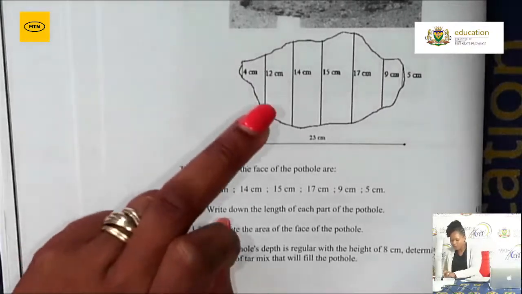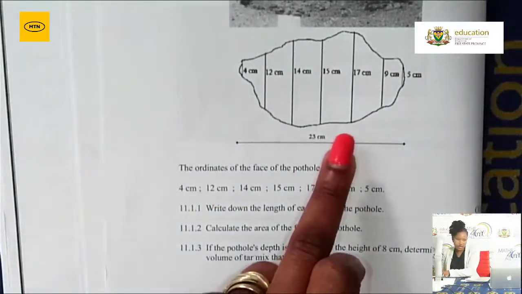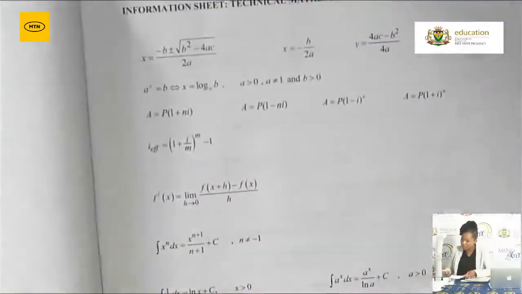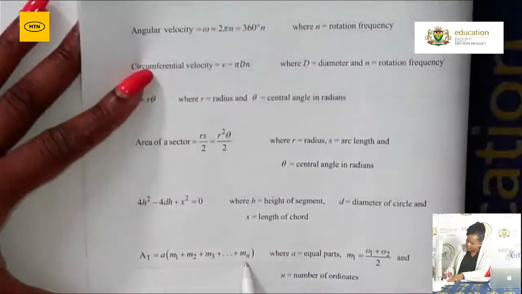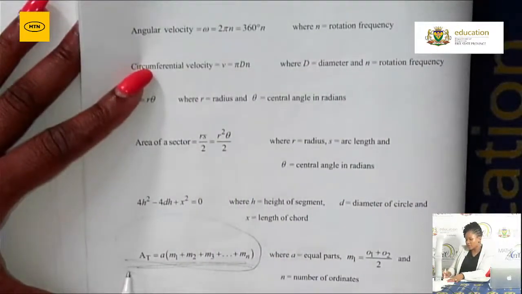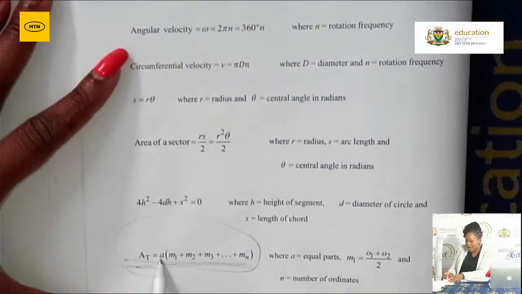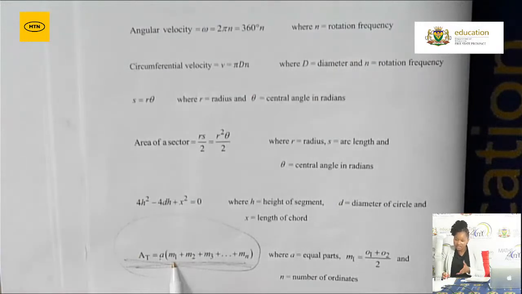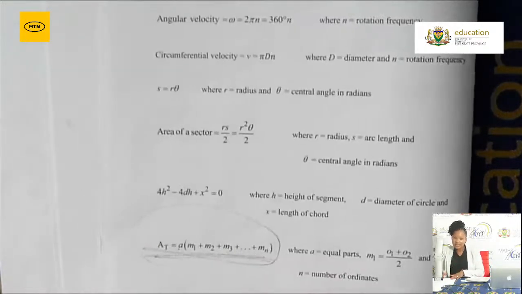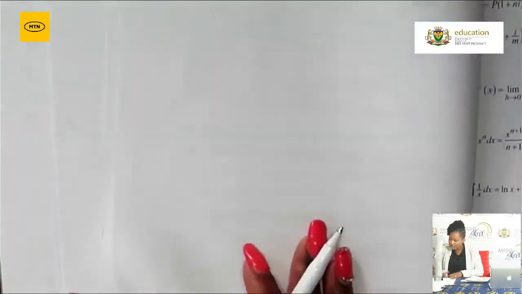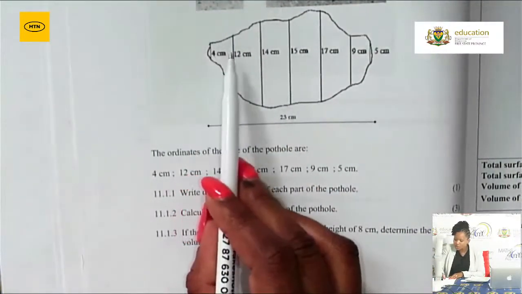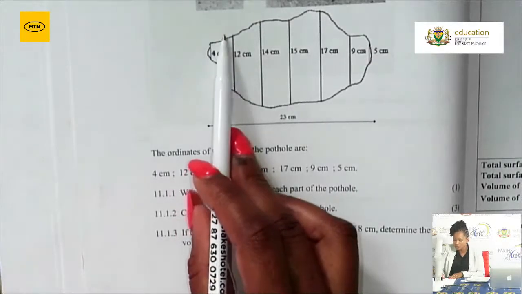Then for you to calculate the area of this irregular figure, there is a formula on the formula sheet that you will use. Here is the formula to be used. The formula that we use for the area of an irregular figure is this one, whereby A is for equal parts and M1 is for mid-ordinate 1. For mid-ordinate 1, let me just remind you, these are ordinates. You add the two ordinates and divide by 2 for you to get M1.